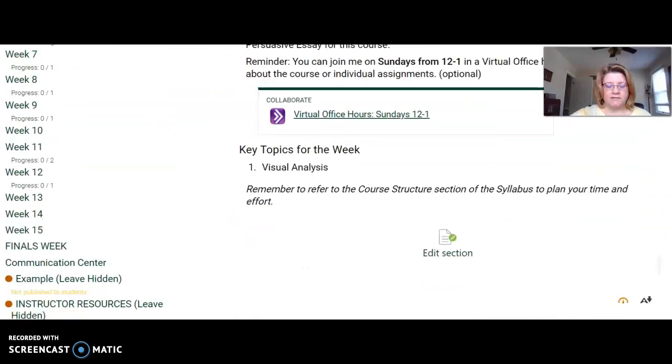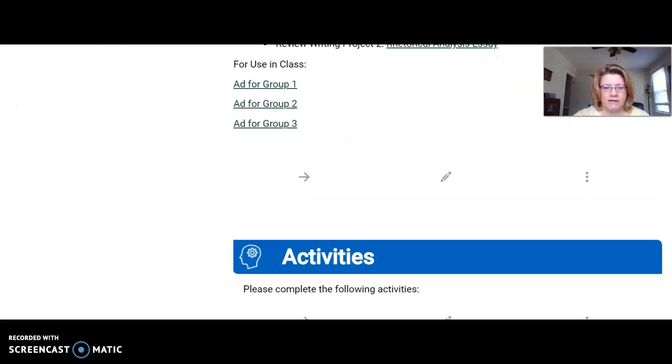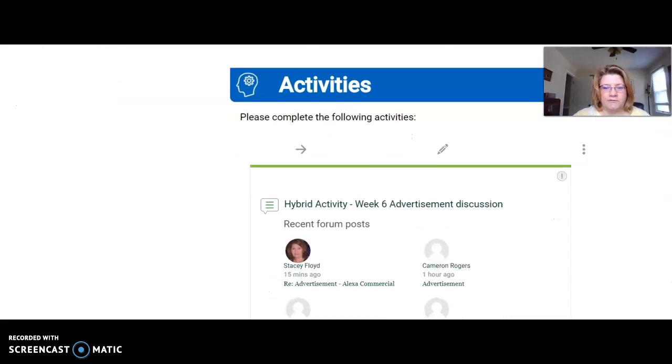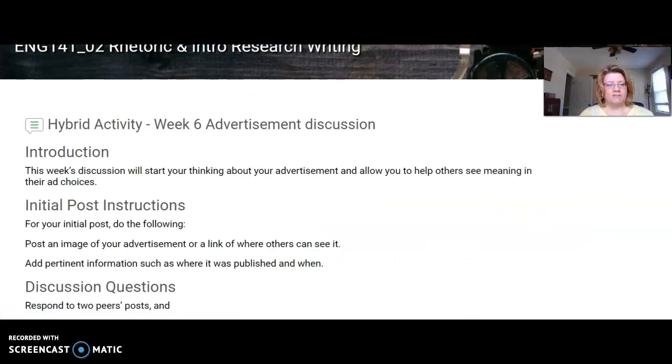Okay, so with that in mind, there were a couple other ads here that we worked through in class. You can play with them if you want. But to get to your hybrid activity, you've got a discussion that has the following instructions. You don't have to write so much this week, but you do have to find your ad. That's the first step to success on Writing Project 2. Find a good ad. And so your initial post is just sharing that ad with us.